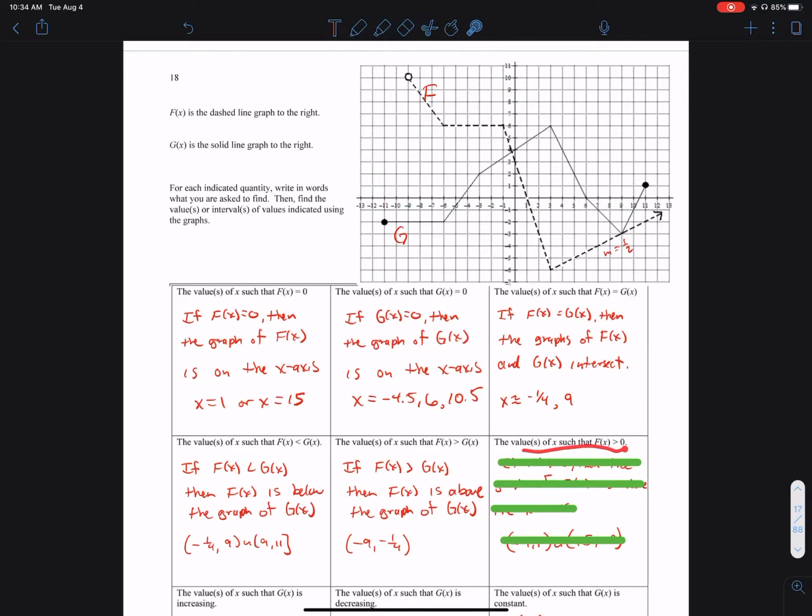The values of x such that f of x is bigger than 0. When is this graph above the x-axis? It's above the x-axis all through here. That's -9 to 1, not inclusive. And then it's again over here when it gets past the x-axis because it goes up forever, which is going to be 15 to infinity. And what does this mean once again? If f is bigger than 0, then the graph of f of x is above the x-axis.